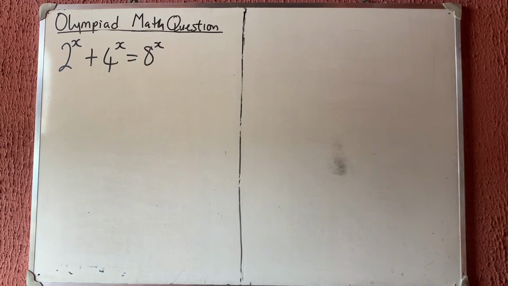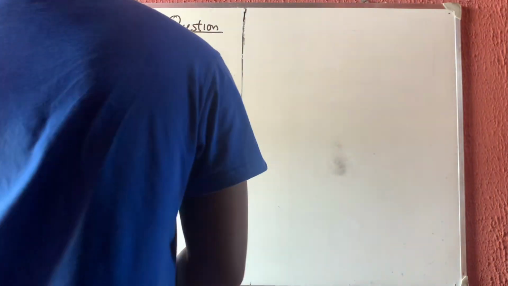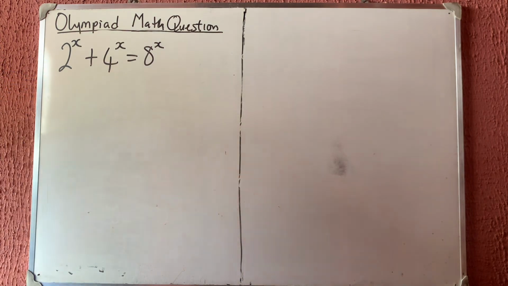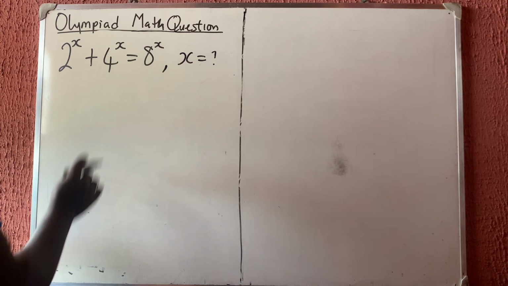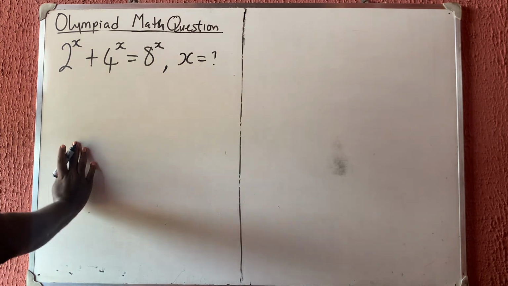Alright, let us quickly solve this Olympiad math problem. We are asked to find the value of x. So what is our x? Now let us reduce everybody to be of the same base.